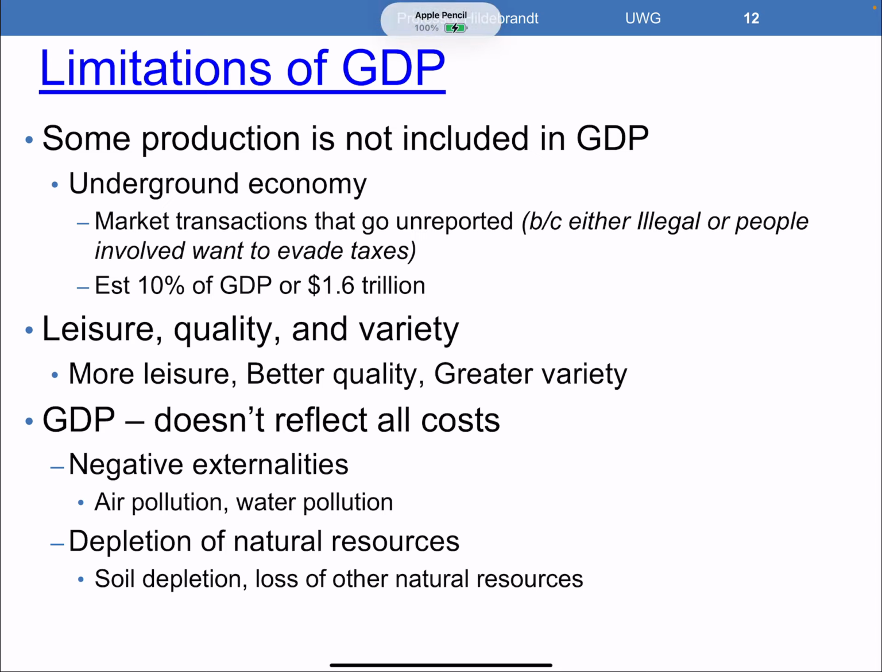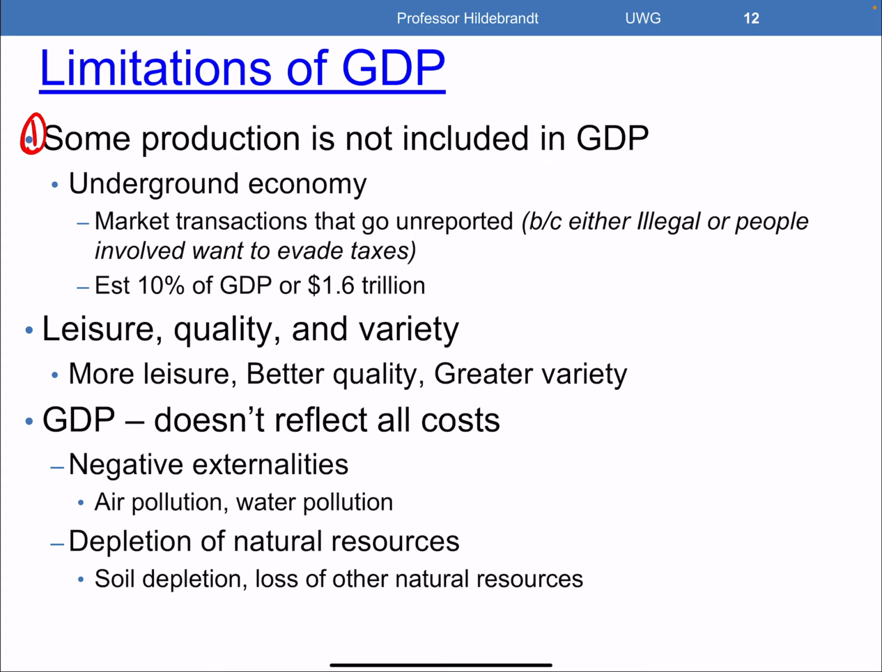So there are some limitations to GDP. Yes, it is a good measure. We do use it a lot to look at the overall health of our macroeconomy, but it's not perfect, okay? First limitation, some production isn't counted.